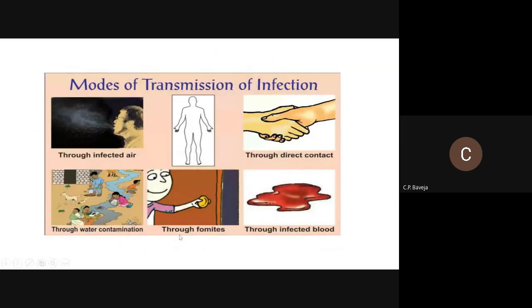Then mode of transmission of infection. It may be through infected air. It may be through direct contact. It may be through water contamination. It may be through fomites, and it may be through infected blood. So all are the modes of transmission of infection to persons.